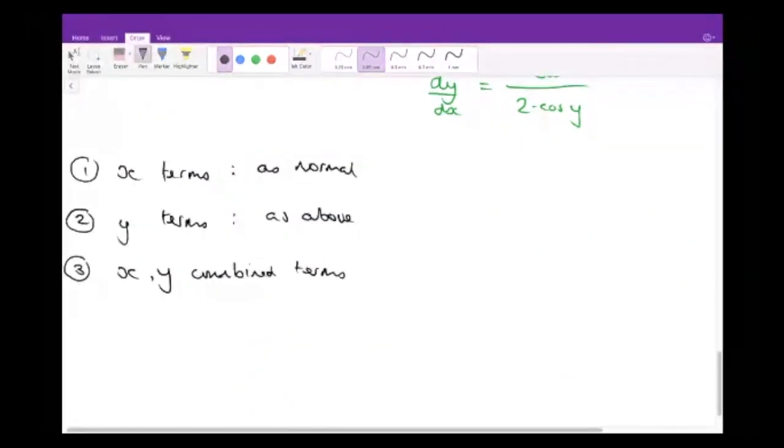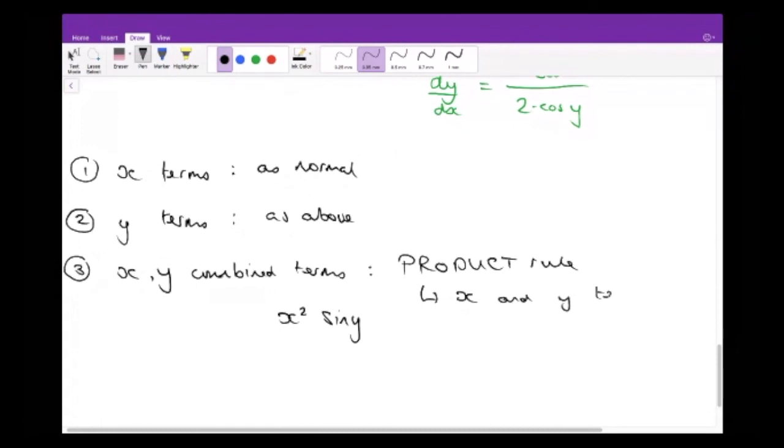any ideas how we approach any function which may be like x squared multiplied by sine y? What would we do there? So we'd use the chain rule in implicitly differentiating. But so if we had, say, x squared sine y, well, here we would use the product rule. So use the product rule, but in the product rule, we would also have to use the x and y terms as above.